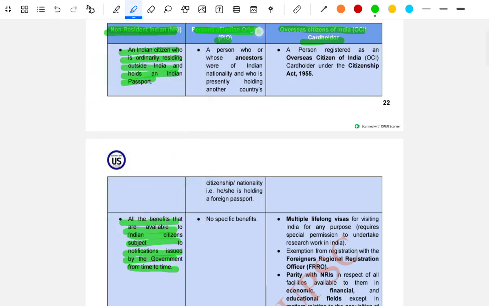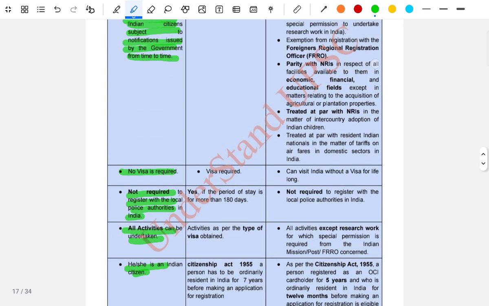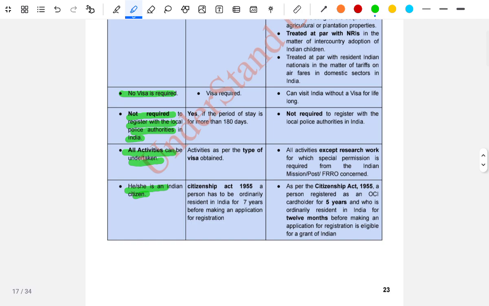The Person of Indian Origin (PIO): a person whose ancestors were of Indian nationality and who is presently holding another country's citizenship. He or she is holding a foreign passport. No specific benefit. A visa is required if the period of stay is more than 180 days. The activities are as per the type of visa obtained.